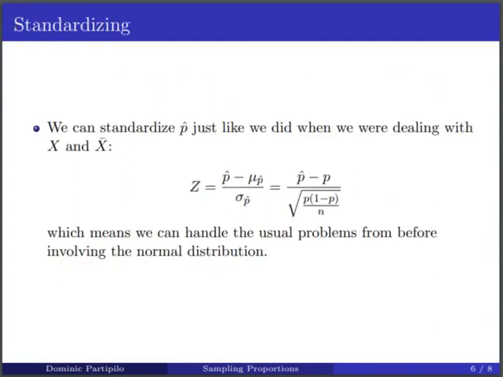So just like with x and x bar, we can standardize p hat. And just like before, to do this, we take p hat, subtract its mean, and divide by its standard deviation. And when we do that, we'll get p hat minus p over the standard deviation of p hat. And that means we can handle the usual problems from before involving the normal distribution.